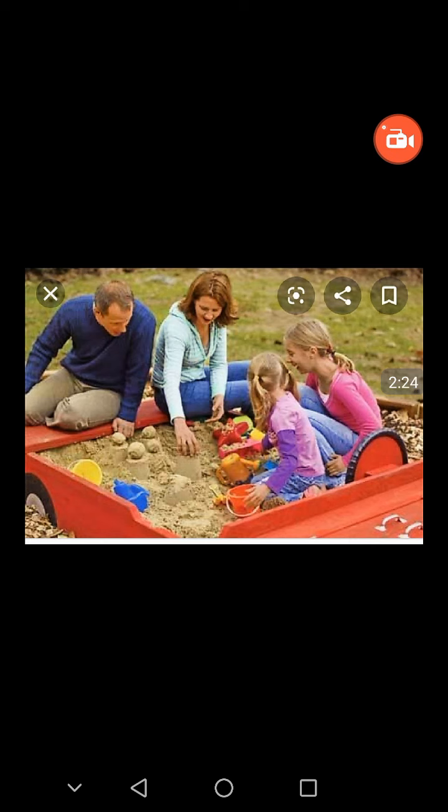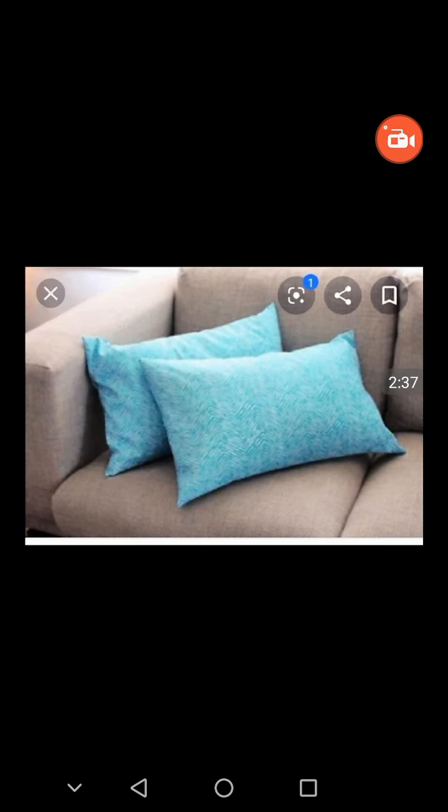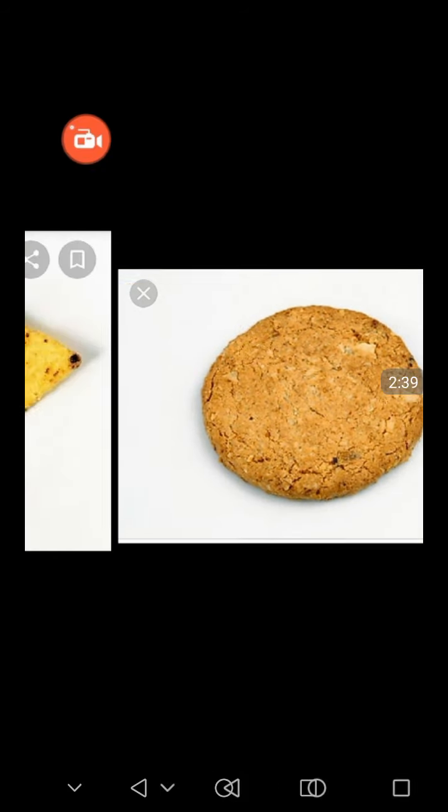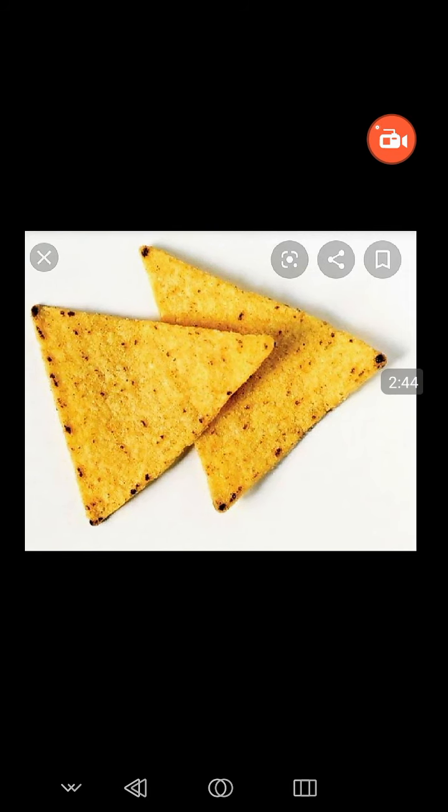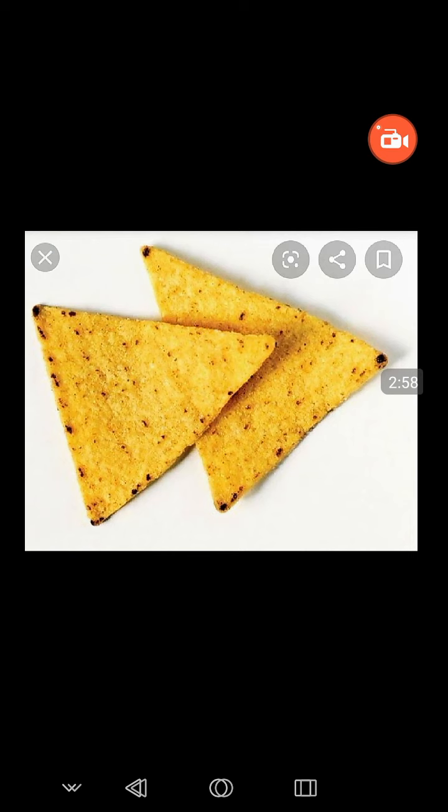After that, you tell your parents which shape you made on the sand pit. Moreover, you also relate these shapes with real life objects like pillow, cookies, chips. Okay, like this. Parents, you pick up some objects and show these objects to your children and ask him or her to recognize that object, and after that tell the shape of the object.